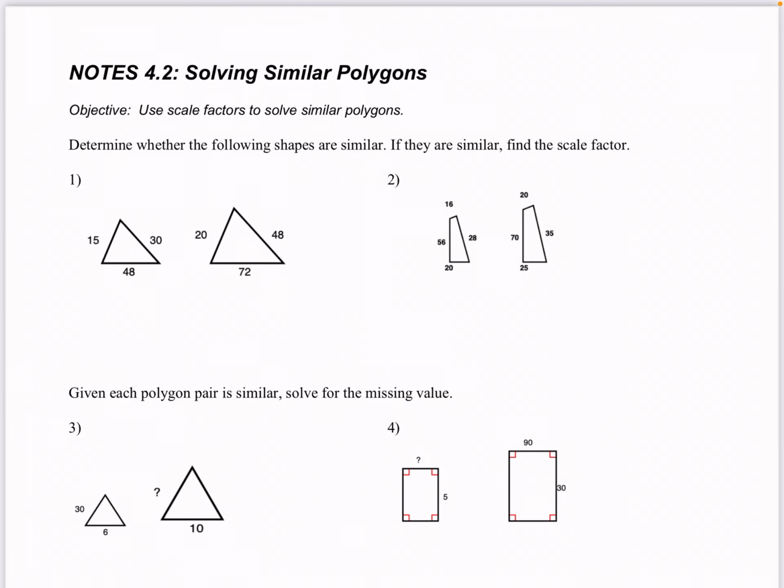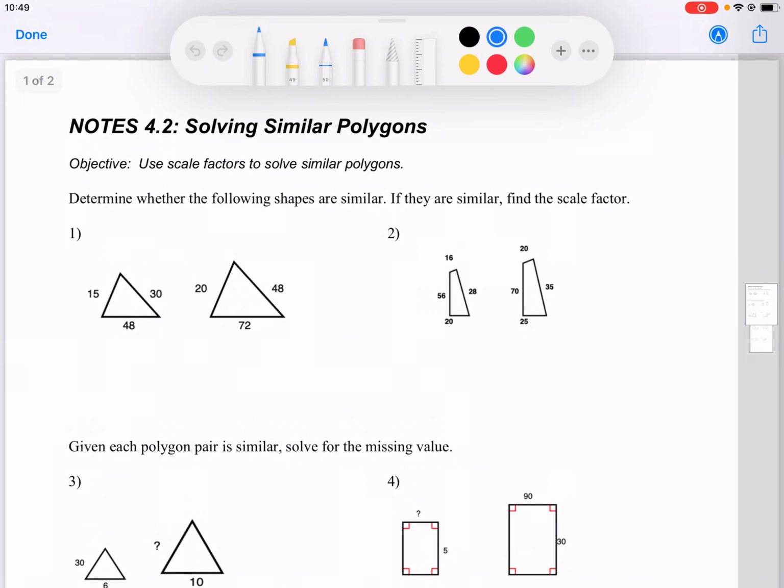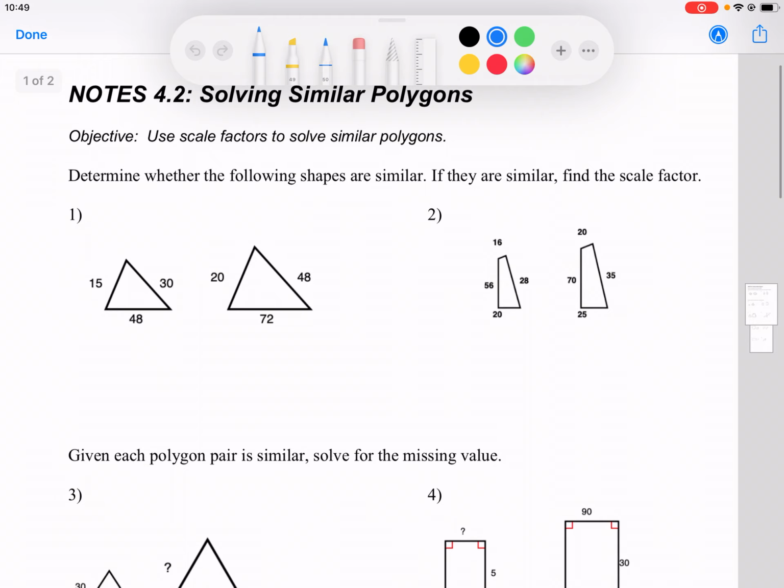So today we're going to go ahead and solve similar polygons. In order to do this, we first want to make sure that you know how to determine if it is actually in fact similar. So these first two problems, I have a pair of shapes that look similar, but you've got to determine if they actually are similar. And if they are, we're going to find the scale factor.